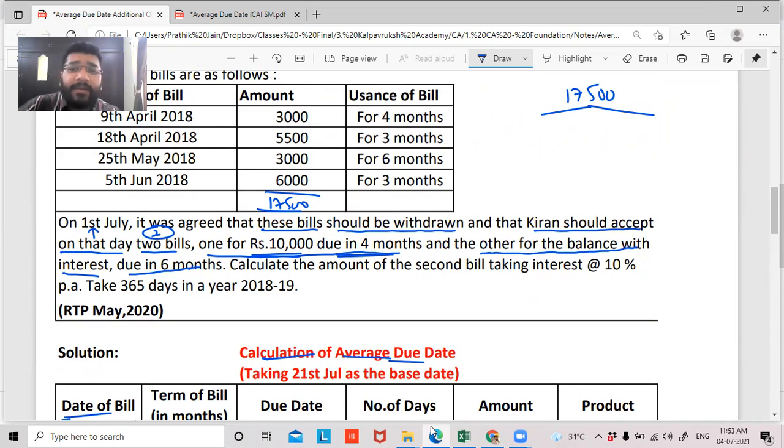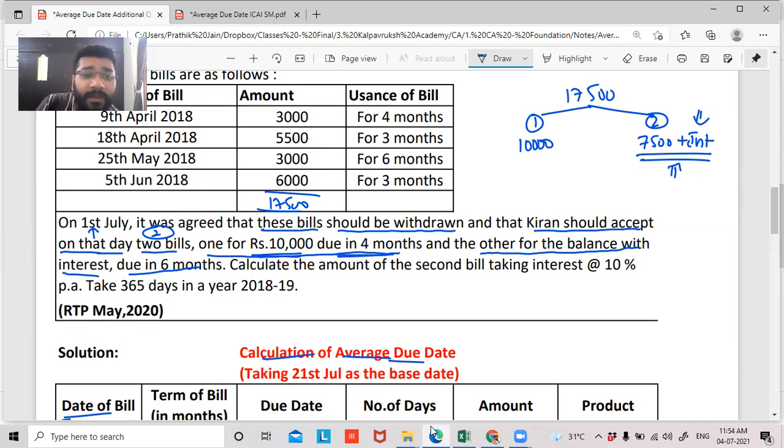Now, what they're telling is that they'll cancel the bills they've drawn so far. Instead of that, they will issue 2 bills. In the first bill, the amount will be 10,000 rupees. And in the second bill, it will be the balance, which is 7,500 plus interest. So they're asking us to calculate the amount of the second bill, which I can do only if I can calculate interest. Now, how do we calculate interest, guys?